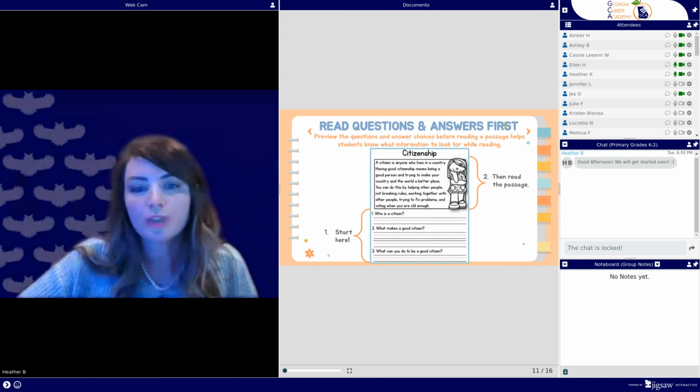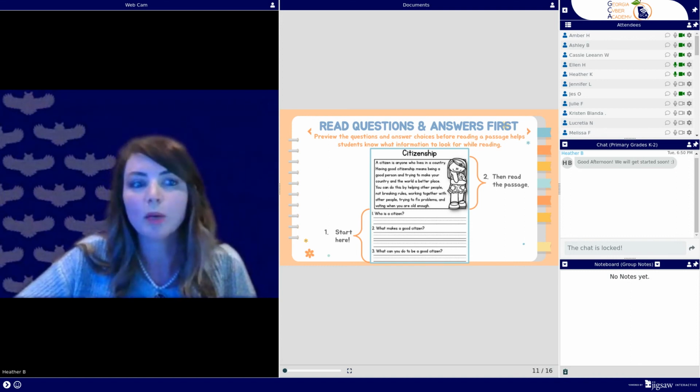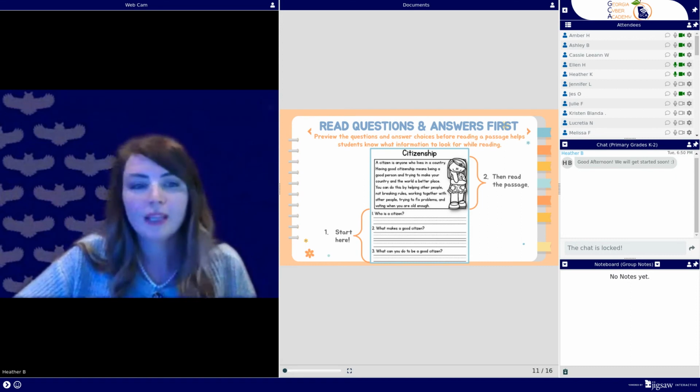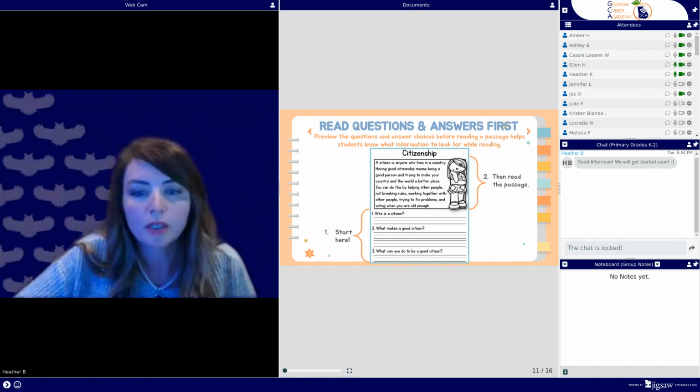So if you encourage your students to look at the questions first, read over the questions, and then read the passage second, this basically just alerts the brain that those are the questions that you're looking for. And then whenever they read the passage, that information stands out to them a little bolder than if they had read the passage first. It lets them know exactly what they're looking for whenever they go to read the passage.